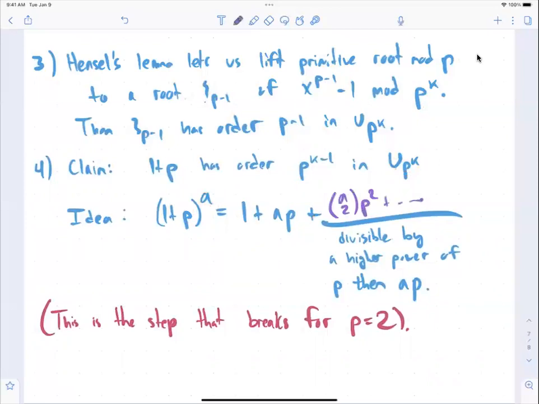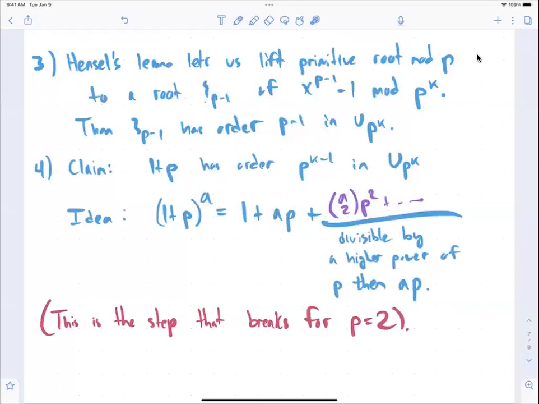And the key thing that happens here is, if you look at the stuff you get out here, it's always going to be divisible by a higher power of p than the power of p that's dividing a times p. So for example, if a is coprime to p, then everything here has at least a p squared. Good. Say a is equal to p, well now we get a p squared here.